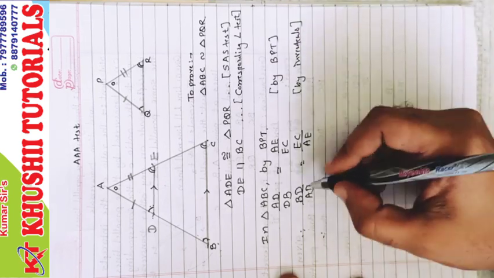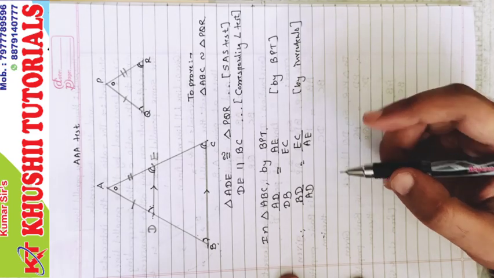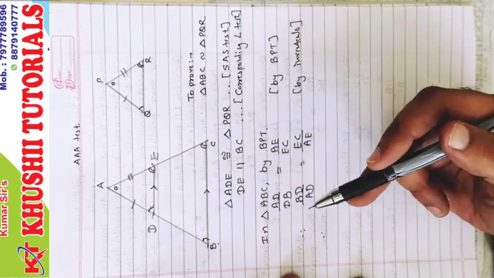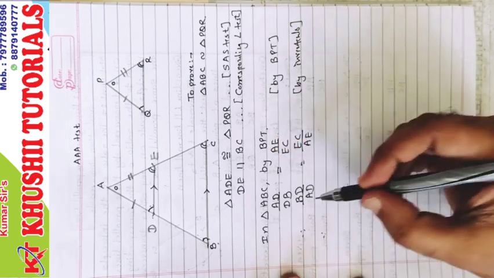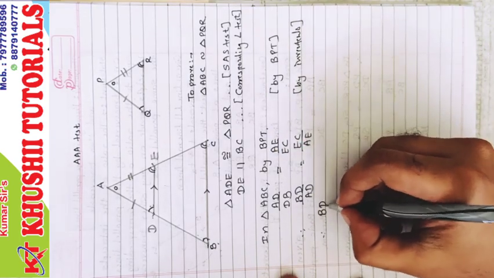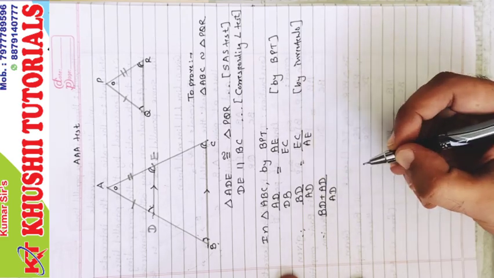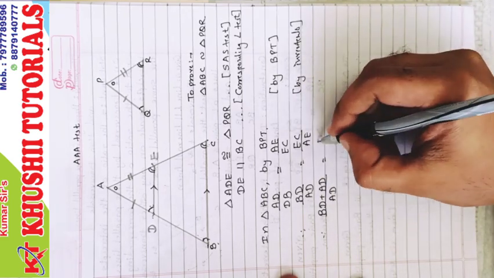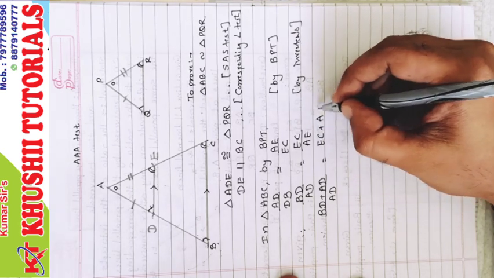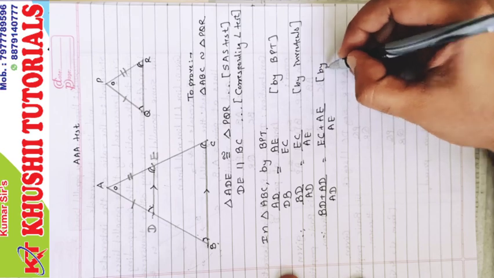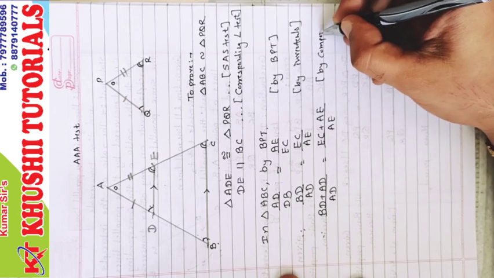Now tactfully, what will you do? Componendo. You know componendo means numerator plus denominator upon denominator on both sides. So numerator plus denominator upon denominator, and the same on the other side also, numerator plus denominator upon denominator, by componendo.